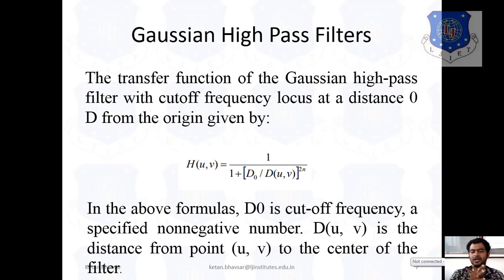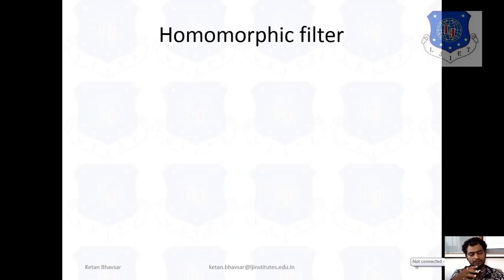In the above formula, D0 is a cutoff frequency, a specific limit and a non-negative number. D(u,v) is the distance from a point (u,v) to the center of the filter. So we can easily identify some meaningful content when we talk about specific limits. Now I hope you get the idea of what exactly a high pass filter is, and how a high pass filter works as an image sharpening concept.